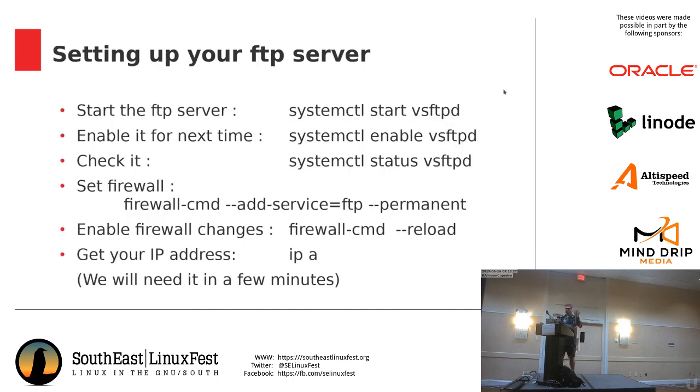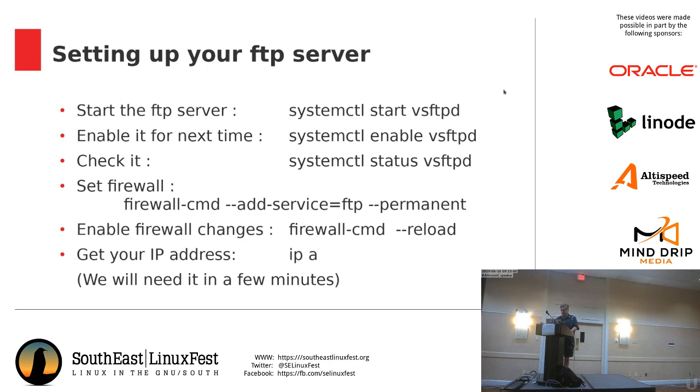So, here are our steps. And again, all these steps are online. You don't have to furiously write these down. We're going to do systemctl start vsftpd. Just so you know, vsftpd is the default FTP server in a Red Hat system. We're going to start it. We're going to enable it. You could do status to see if it's running. We'll see if we do that.